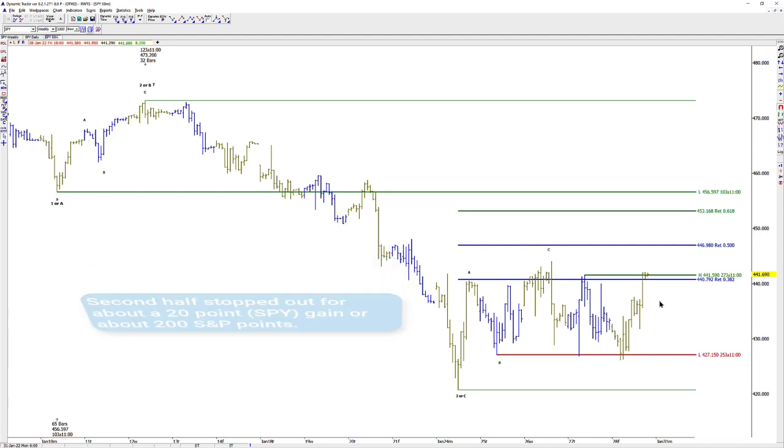Nice percentage gain. So it ends up that the second unit got stopped out at about the same position as we exited the first unit, right around in this area. This was exited on the close of that day. This was exited intraday on a stop above this swing high. So hopefully you see how this was all logical decision making.